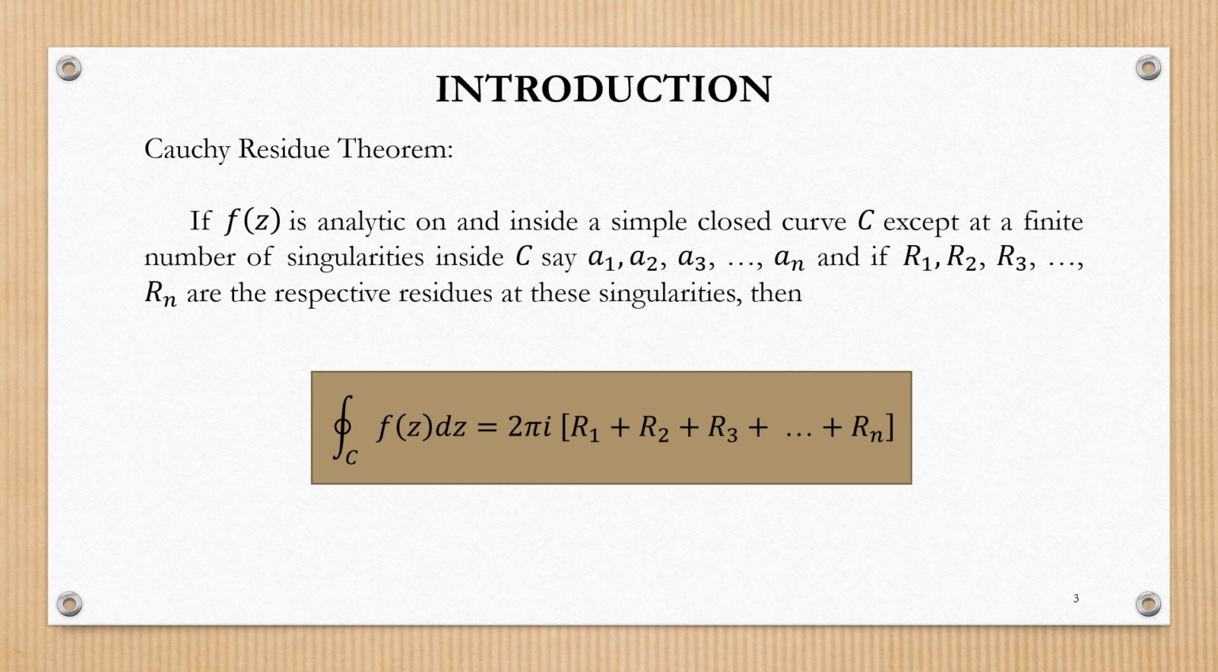For every singularity, the residue can be calculated, and that is represented by r1, r2, r3, so on up to rn. Then the Cauchy residue theorem states that the contour integral over C f of z dz that you can find on the left hand side of the statement in slide 3, that is equal to 2 pi i into sum of all the residues. Now what we have to understand here is that the residues have to be calculated only for those singularities that are inside the curve. That is what the Cauchy residue theorem says.